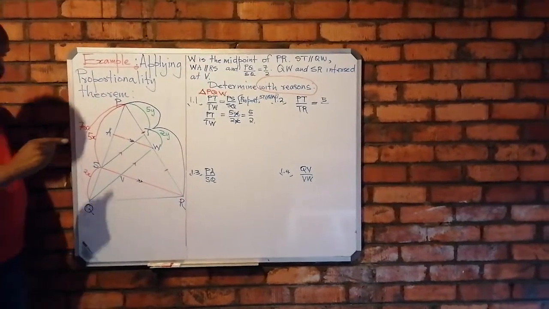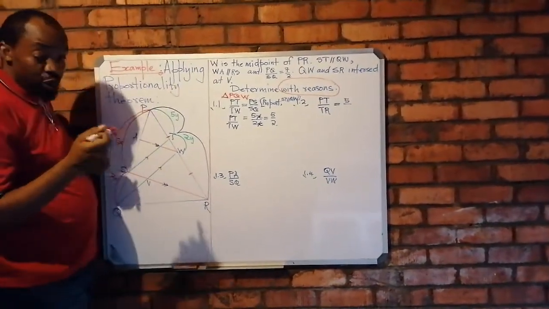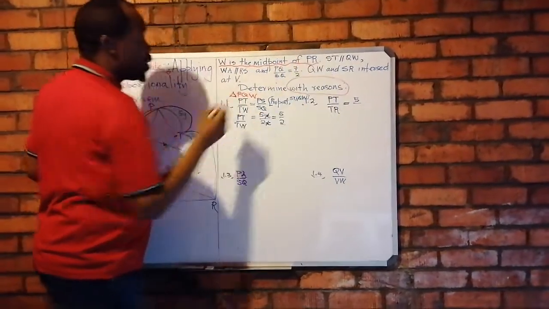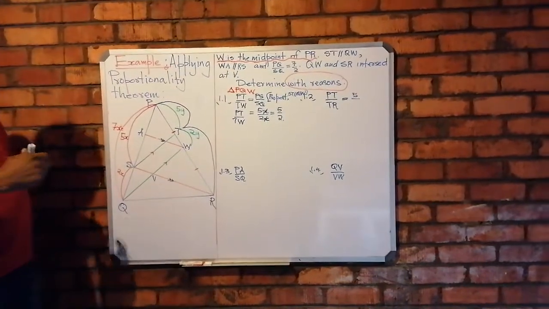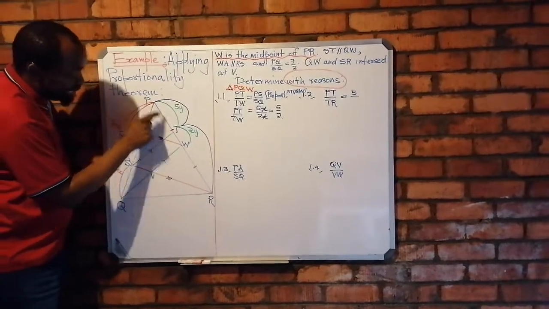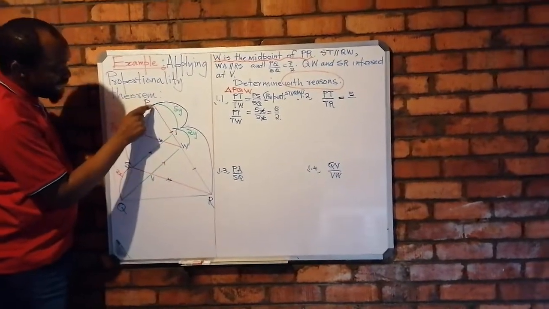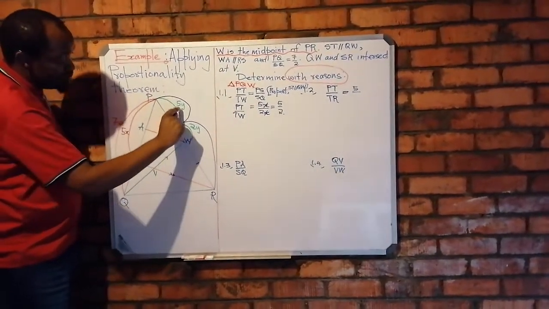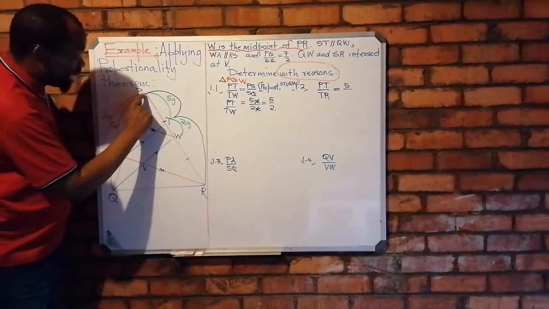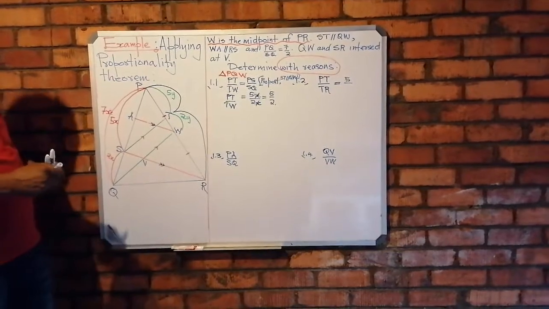Look at this now. Do you still remember that? Of course, I know you still remember this. W is the midpoint of PR. Now, if W is the midpoint of PR, let's look at this. PW is made up of PT and TW. And PT is 5y, TW is 2y. That means that from this point up to that point, it would be 7y.